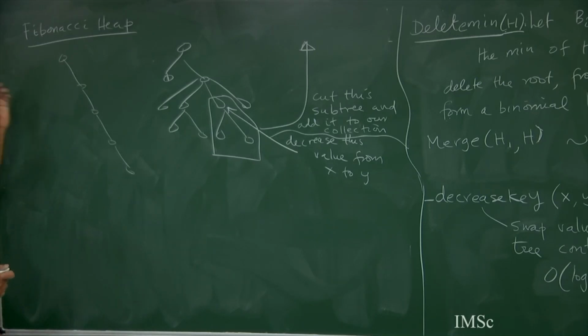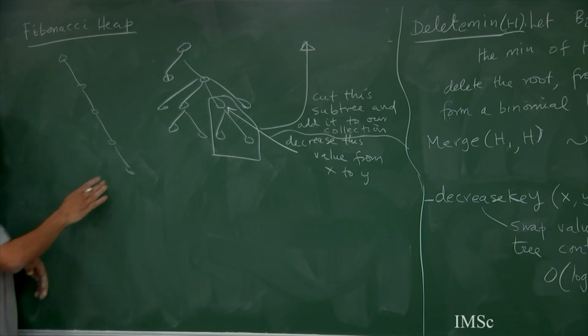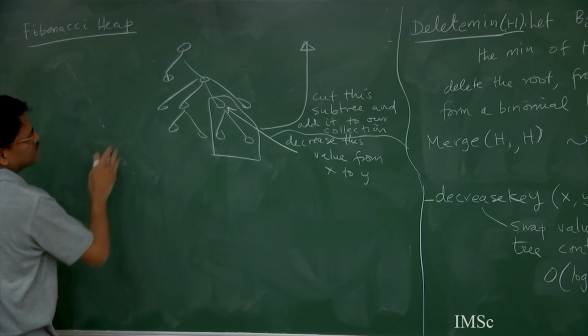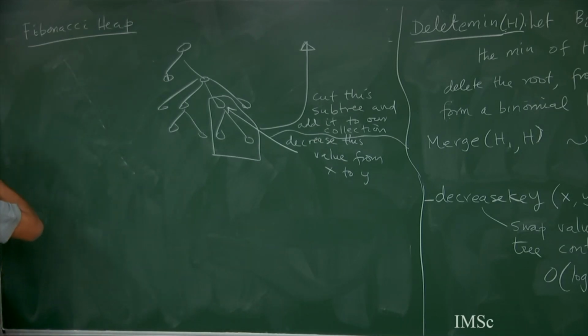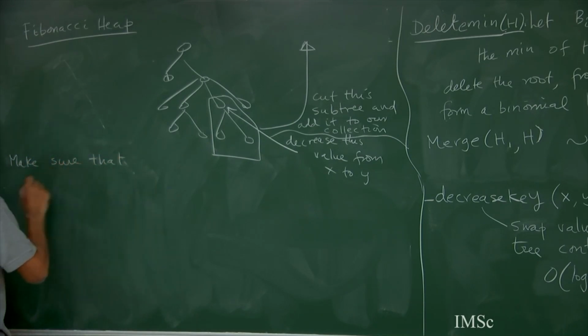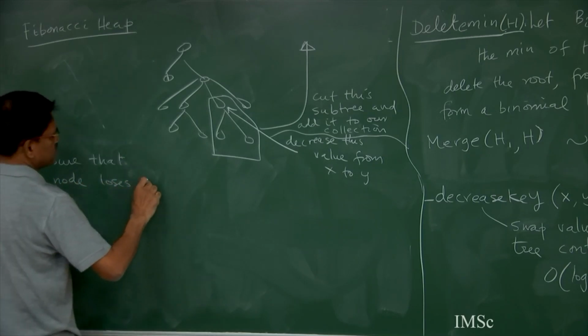But one problem one can immediately see is that if I'm doing all kinds of cuts, then one of the trees can just become a huge chain of some I nodes. So the height is no longer log I. Okay, so we need to deal with that. So the way they deal with it is, I'm not going to do all kinds of arbitrary cuts. One more thing we'll do is make sure that each node loses at most one child.